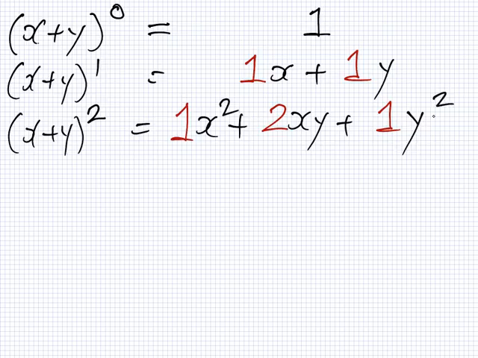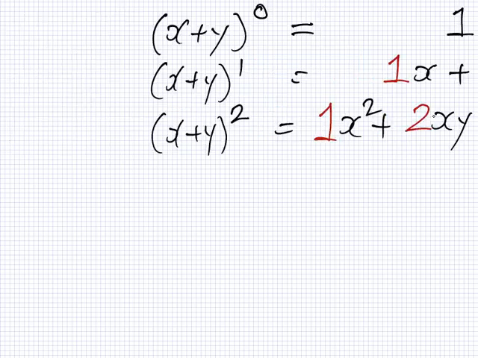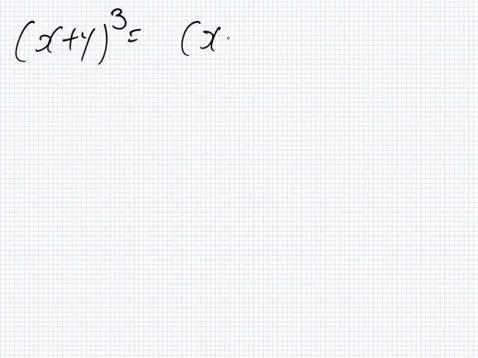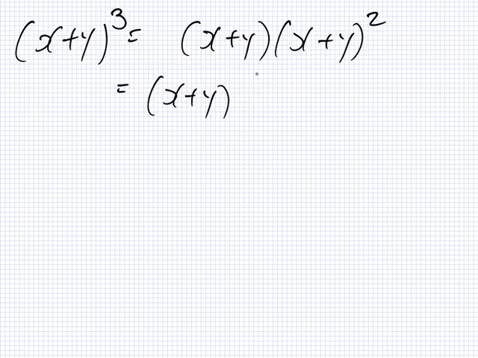Now I need you to write this down, but for a moment I just want to go to the side to look at the next one. If I want x plus y cubed, that is x plus y times x plus y squared. We already know the answer for this. It's x squared plus 2xy plus y squared.